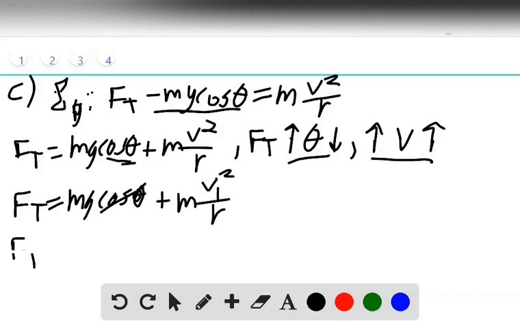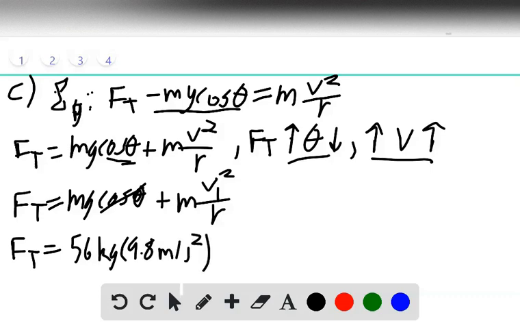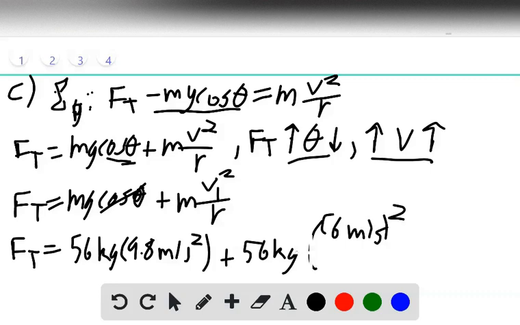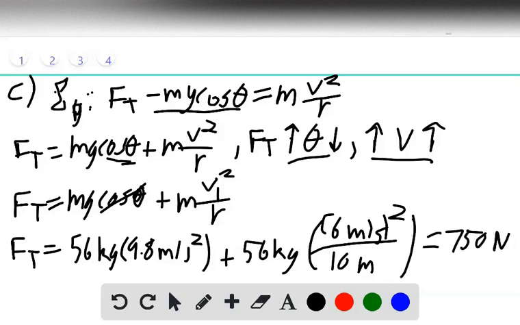So we can plug our numbers in. F of t equals 56 kilograms times gravity, 9.8 meters per second squared, times cosine 0, which we already said is 1, plus 56 kilograms times 6 meters per second squared, over r, which we're given is 10 meters, just the length of the rope. All right, plug that in, and you get 750 newtons. So that's the greatest tension in the rope, and it's going to happen at the bottom of the swing.